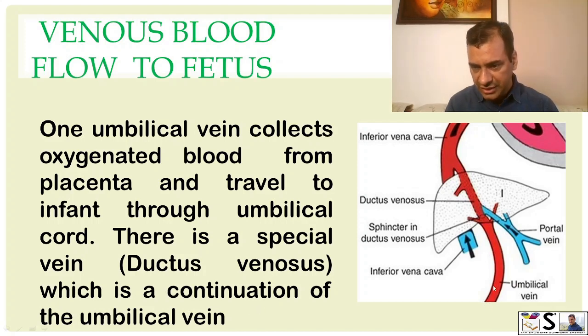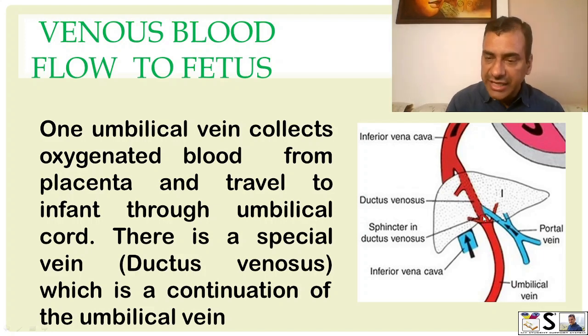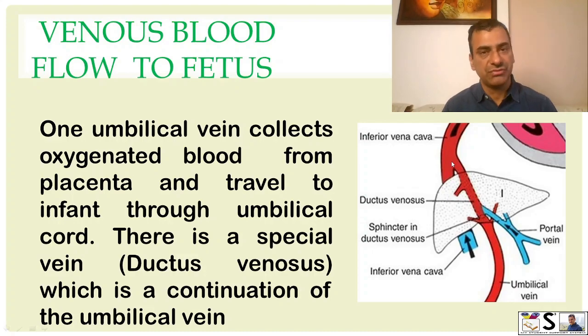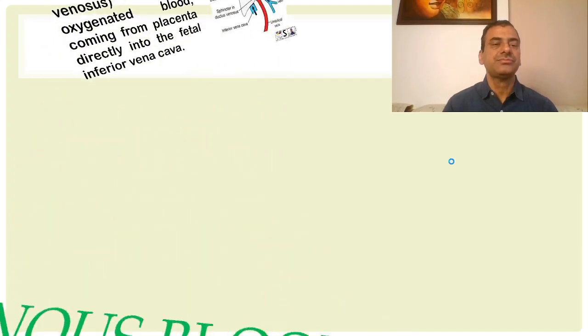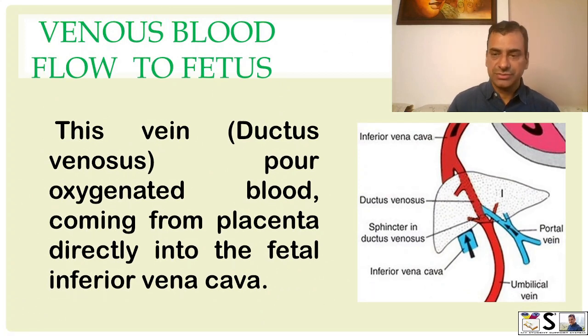So the umbilical vein comes from the placenta, and normally this vein takes blood through the liver, but here there is a bypass, known as the ductus venosus, and blood is directly transferred to the inferior vena cava. This vein, the ductus venosus, pours oxygenated blood coming from the placenta directly into the inferior vena cava. So through this picture you can understand.